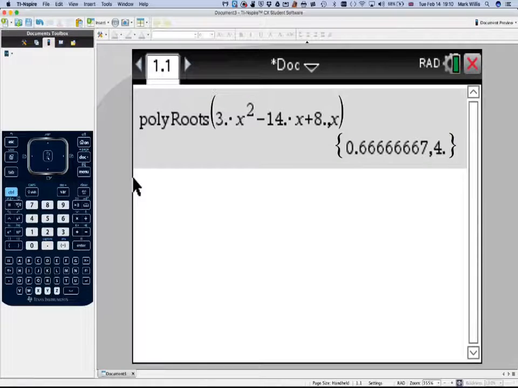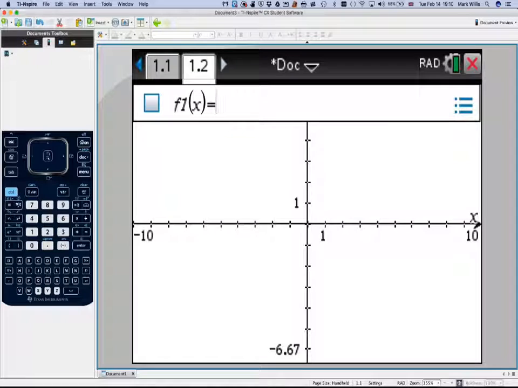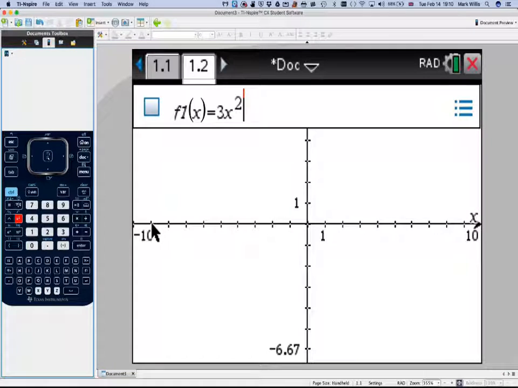Right, if we now draw the graph using the GDC, so going back to the GDC and now going back to the home key and selecting a graphing mode and then writing the function 3x squared minus 14x plus 8, press enter.